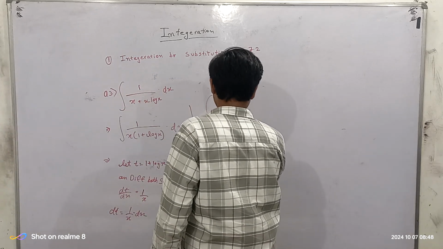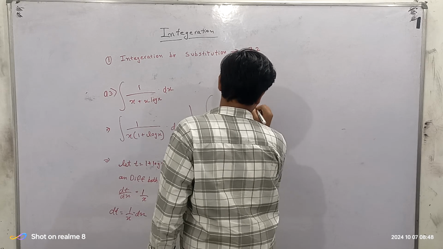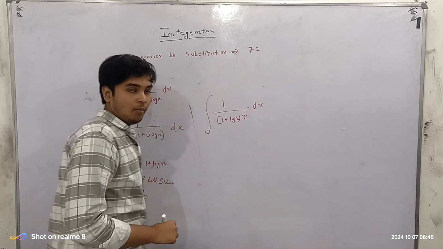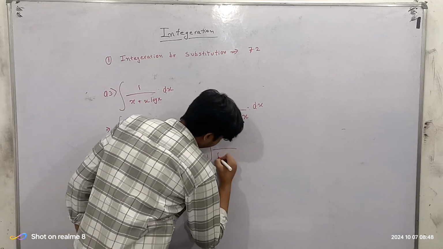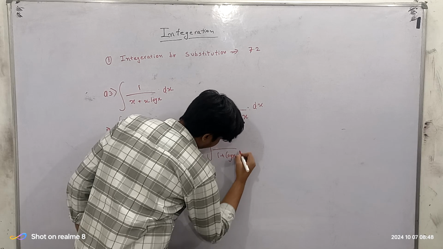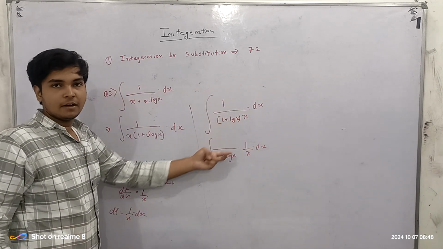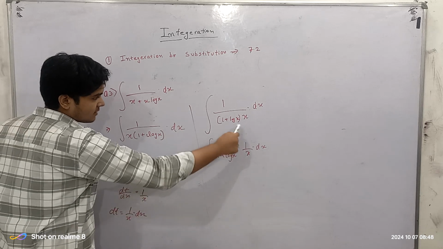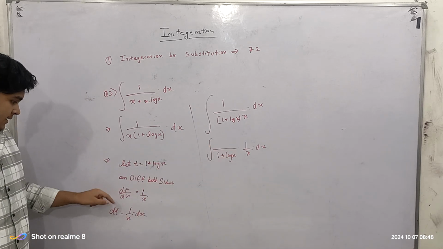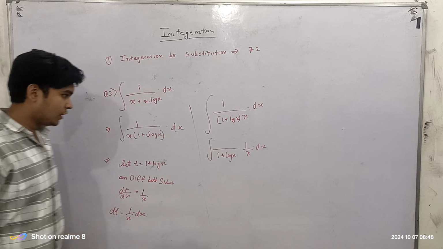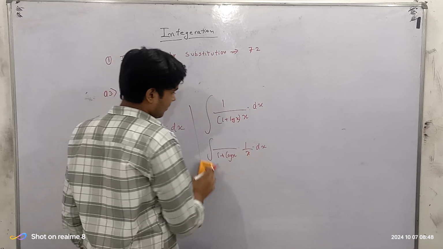Integration of 1 plus log x into x into dx. The question is given in this form. We can see 1 by x into dx here: 1 plus log x into 1 by x into dx. This is only for students who do not understand. The question is given in this form only, and we have substituted that 1 by x into dx will be equal to dt.